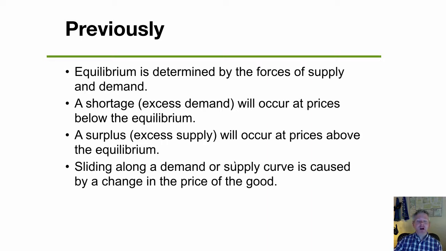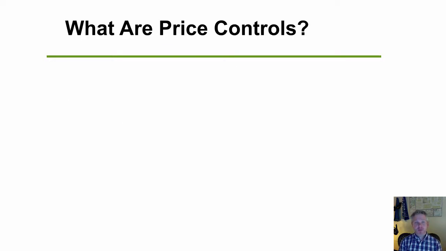So sliding along a demand or supply curve is caused by a change in the price of a good, right? If you change the price, you're moving along the supply curve or demand curve. If other things change, that's what shifts the supply curve or demand curve, all right? So that leads us to price controls.